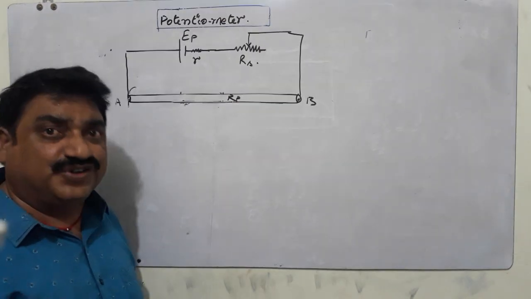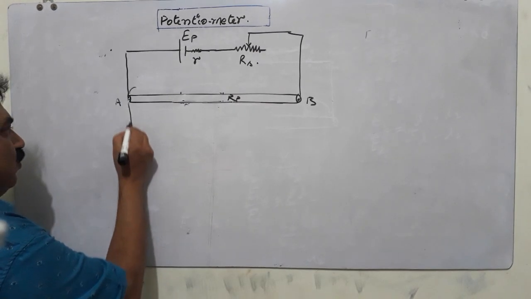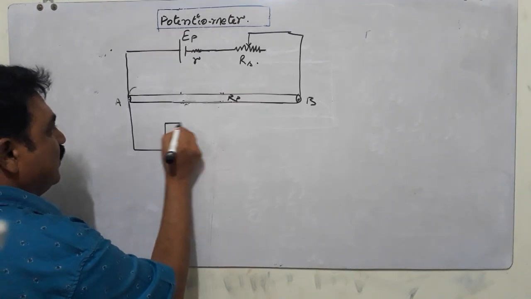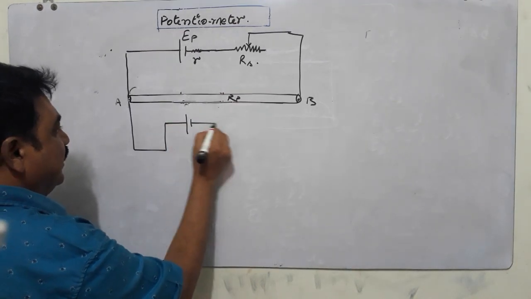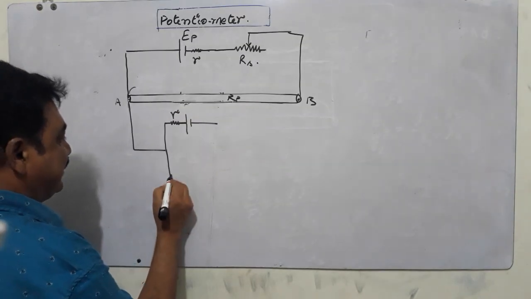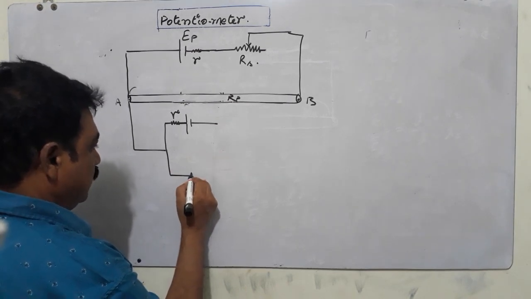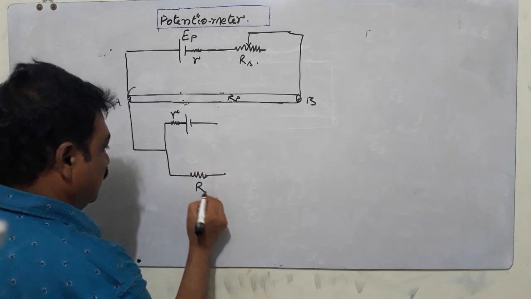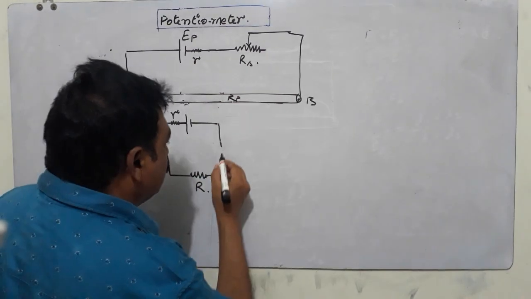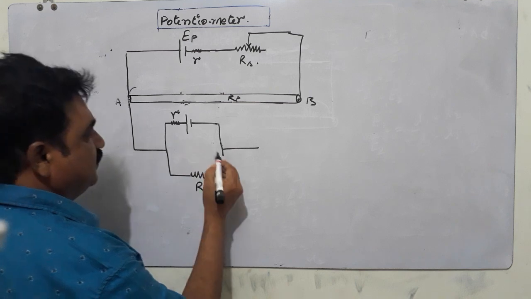See, the primary circuit is the same. Now, I am going to take down and connect a cell, and the cell has some internal resistance, small r. An external resistor, capital R, is connected to this combination, and here there is a switch arrangement in this case.